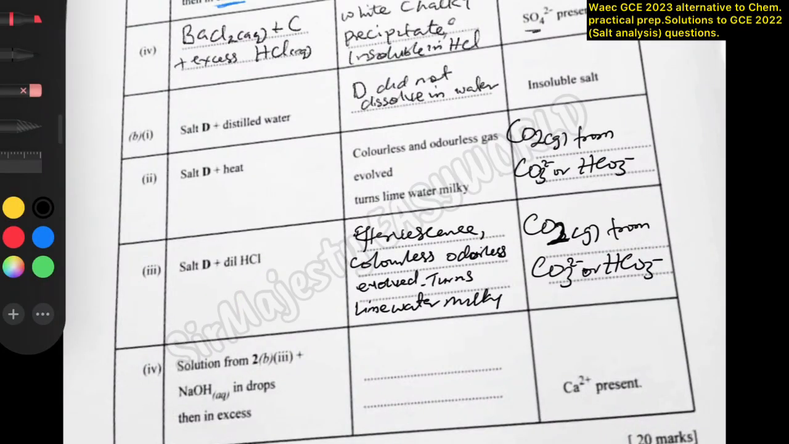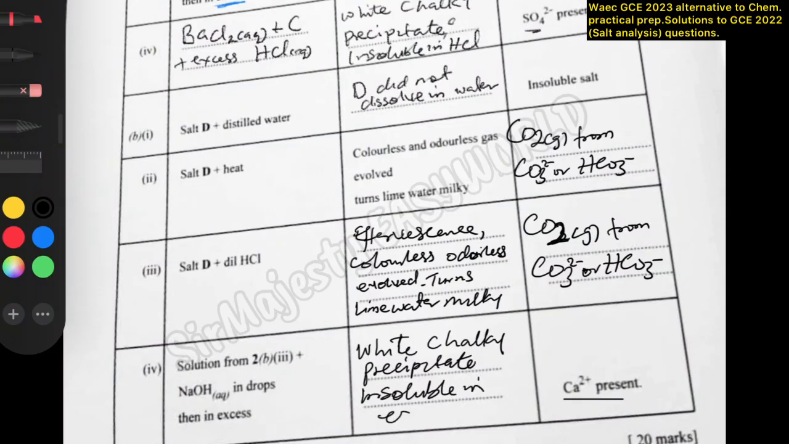Lastly, the last one says solution from 2 plus sodium hydroxide in drops and in excess. They give us calcium present. Since they say calcium present, it means a white chalky precipitate insoluble in excess. White chalky, or you say powdery, white chalky precipitate insoluble in excess, and your job is done.